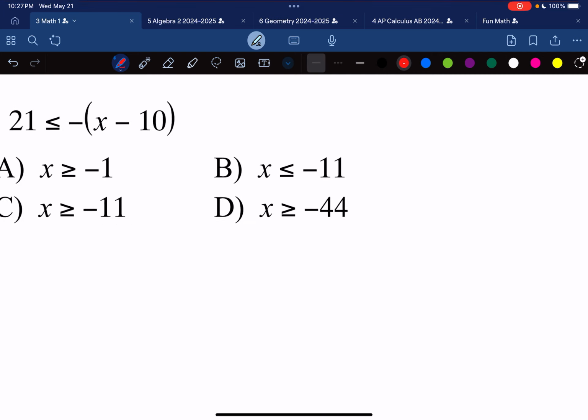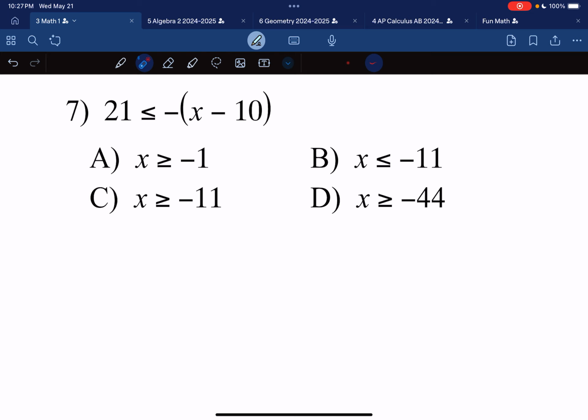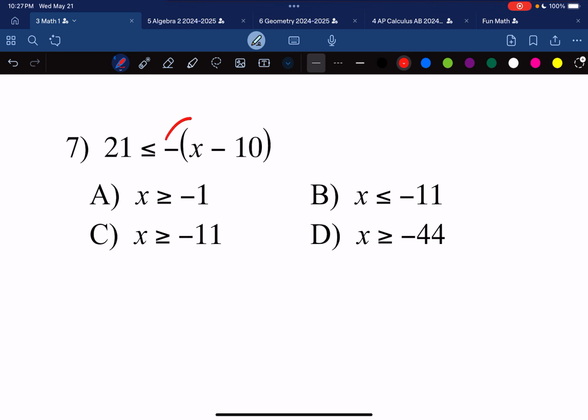Moving on to number 7, we have some parentheses. Whenever you have nothing in between your parentheses and even a sign or a number, we are going to distribute that sign or number. So technically, I think about this as like a -1, and I'm going to distribute into both of these. Let's go ahead and draw that with ink.